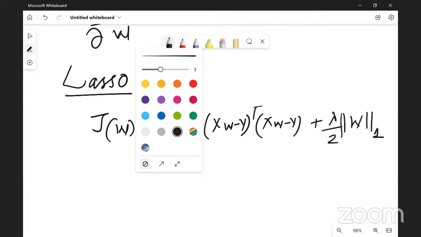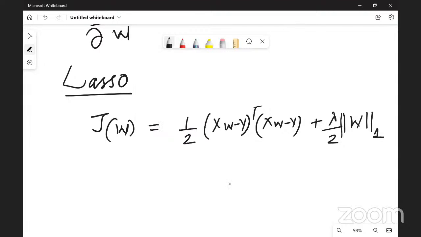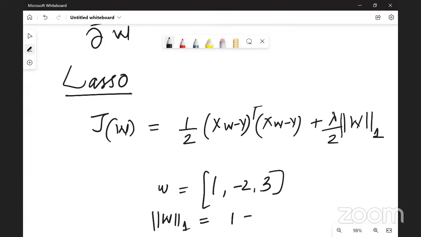Let's say your weight vector, at any iteration or the beginning of the training, is 1, minus 2, 3. This is your weight vector. Your W first norm will be just 1 plus mod of minus 2, which is 2, plus 3, so it will be 6.